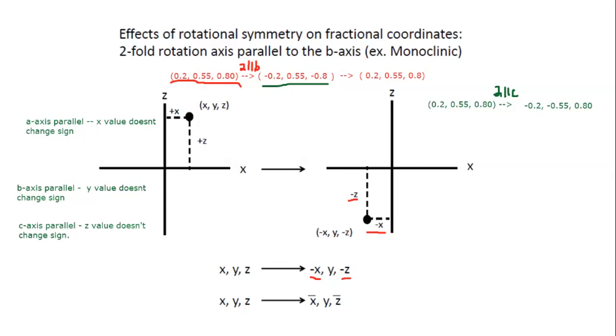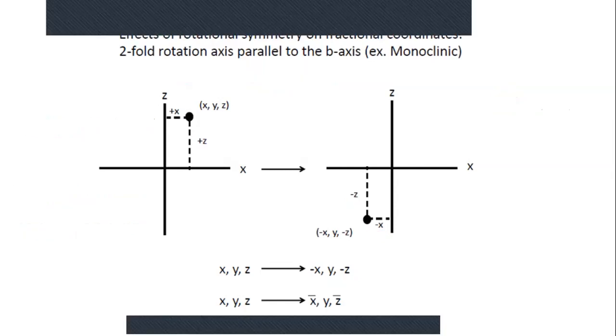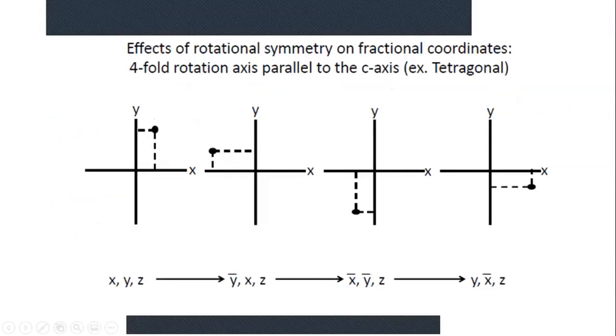Okay, so that's a twofold rotation. Twofold is easy. It's just two of the coordinates become negative, and we do a twofold. Now, when we look at a fourfold rotation, fourfold rotation is a little bit different.